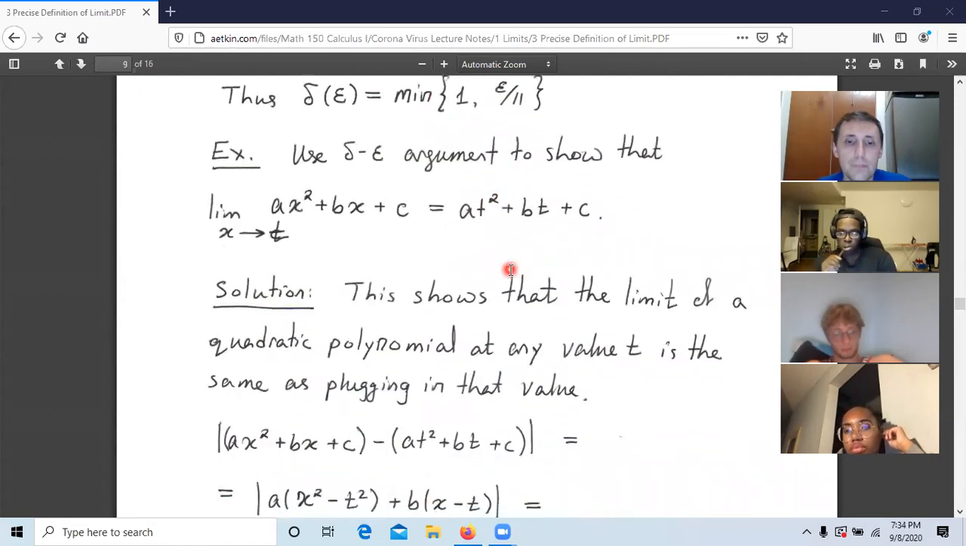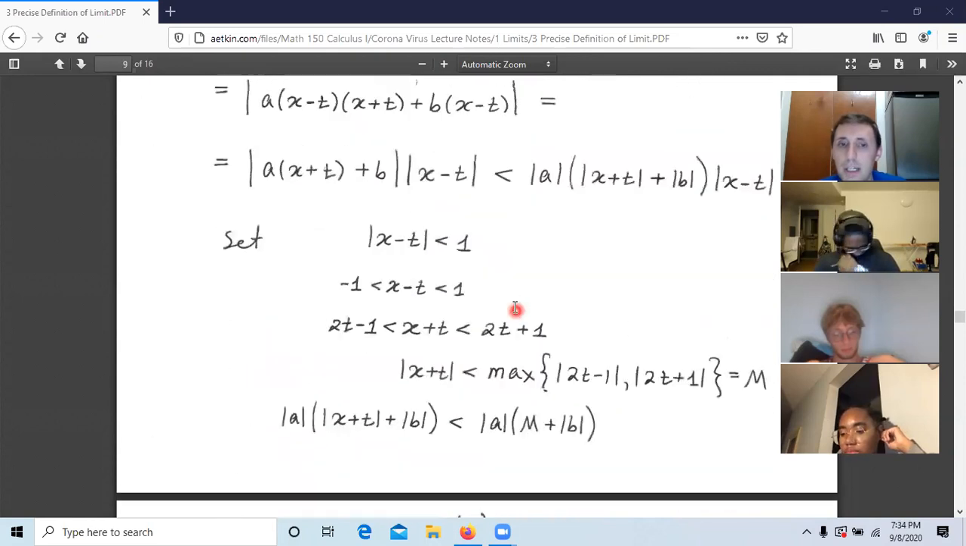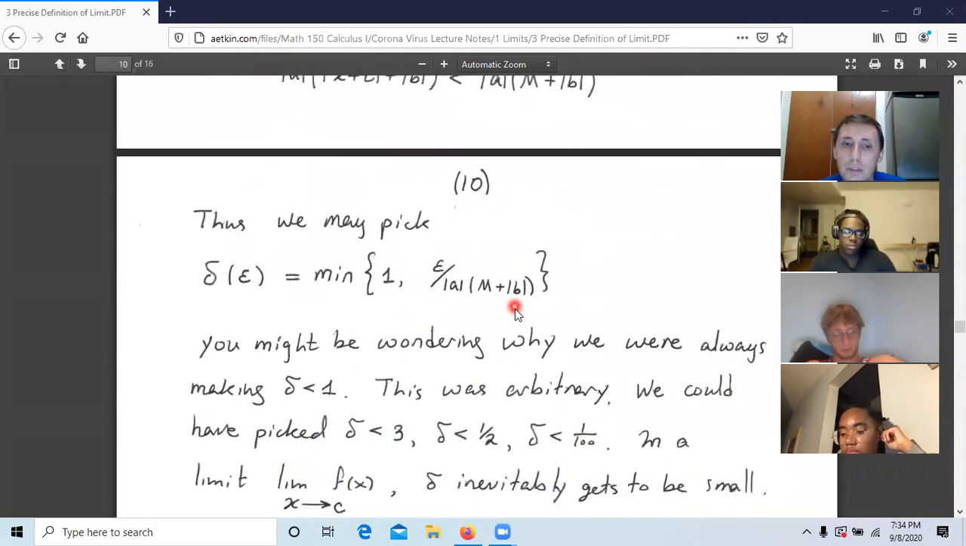All right, so I'm going to skip this. This is a general proof that any quadratic at any value will give you the same thing as if you just plug in the value. Okay, so I carry it out here. You can look at the argument.